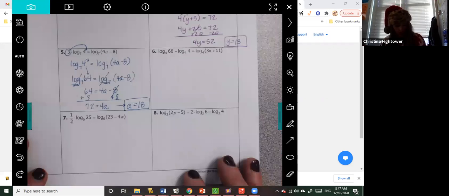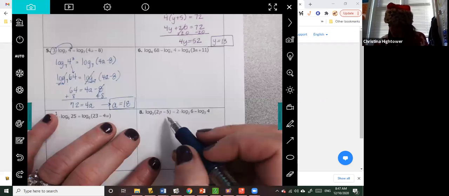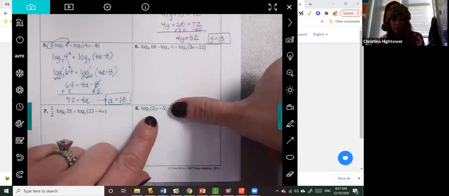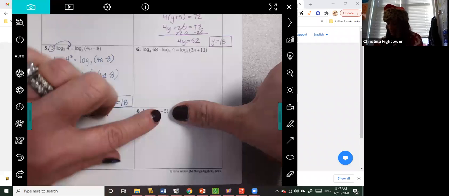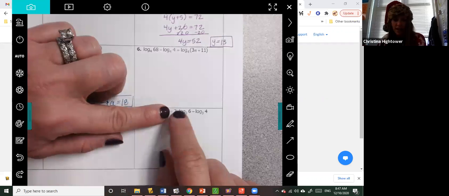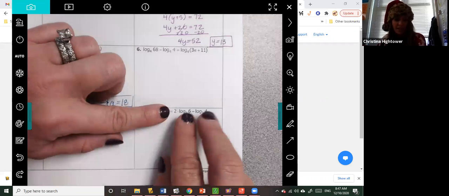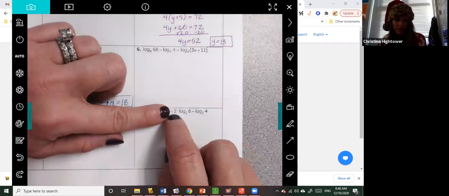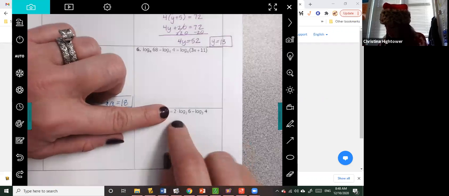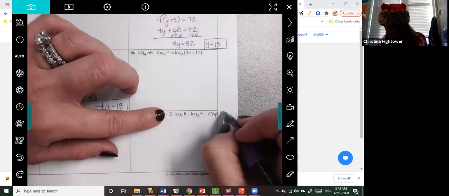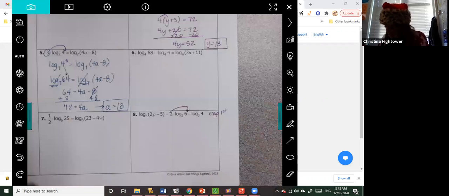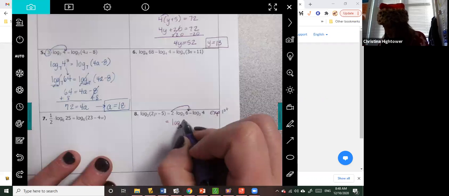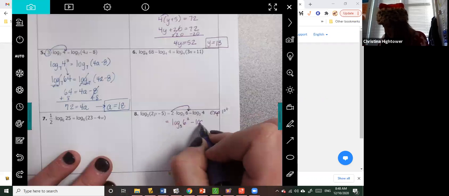Okay. All right, so on number 8, look on the left side. There is no exponent that needs to be taken care of. There's no number out front that I need to bring up to the top as the exponent. But on the right side, I have 2 logs and I have an exponent on the front, a number right there that needs to be moved into the exponent. So I actually have 2 different things to do. You always take care of exponents first. So I'm going to move that 2 up to the tippy top. So it'll be log base 3 of 6 squared minus log base 3 of 4.